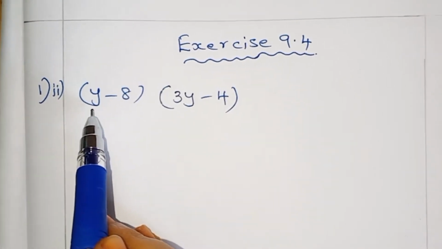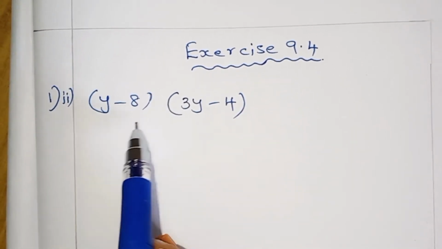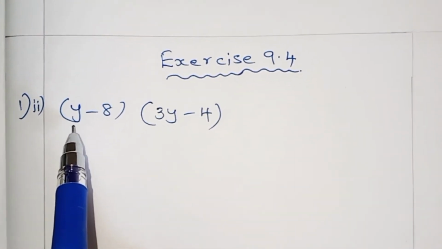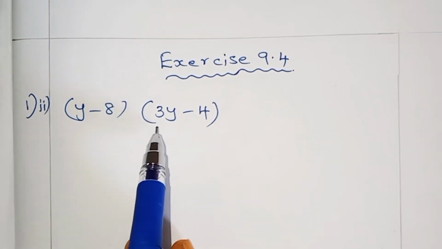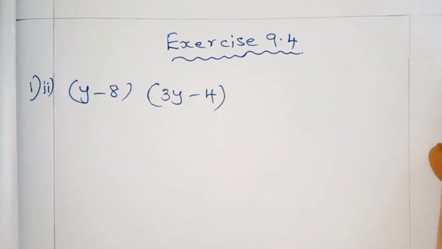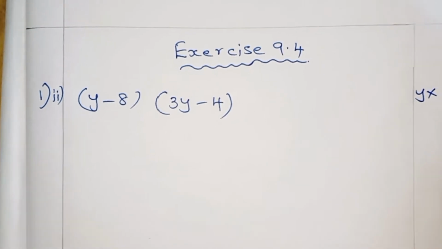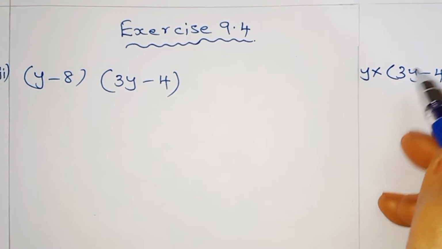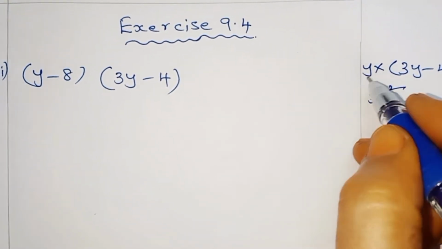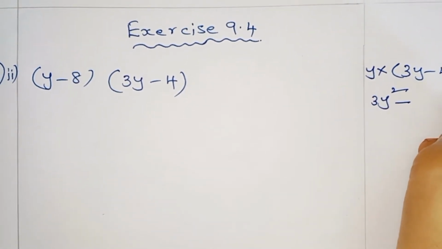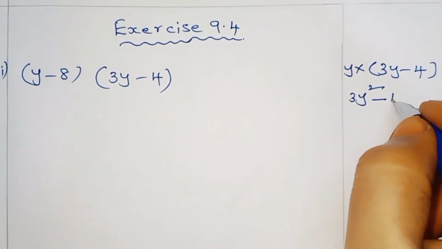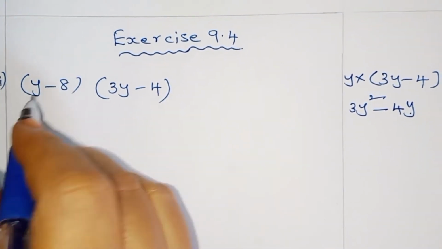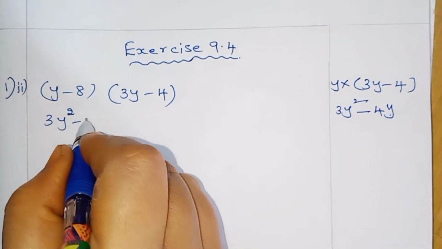First we take the first term of the first algebraic expression and multiply it by the second algebraic expression. So see here, y into 3y minus 4. Y into 3y is 3y square. Plus into minus, minus. Y into 4, we won't write it as y4, we write it as 4y. So y into 3y minus 4 is 3y square minus 4y.